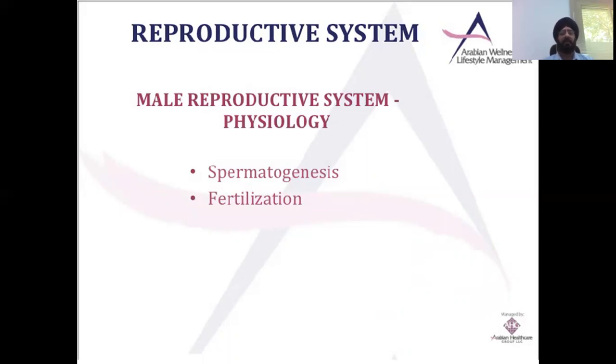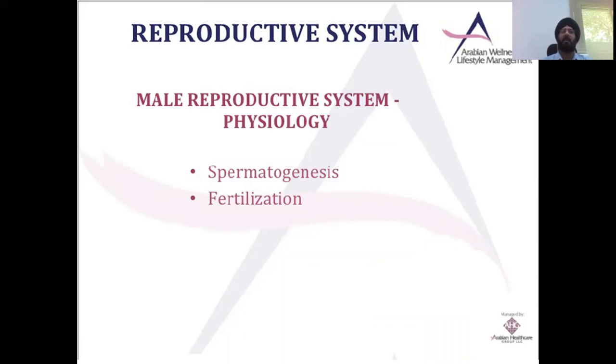Now, what is the physiology of the male reproductive system? Basically, there are two aspects. One is spermatogenesis, a process of producing sperm in the testes and epididymis. What is the epididymis? It's a coil-like structure connected to the testes at one end, and connects to the seminal vesicle at the distal end.